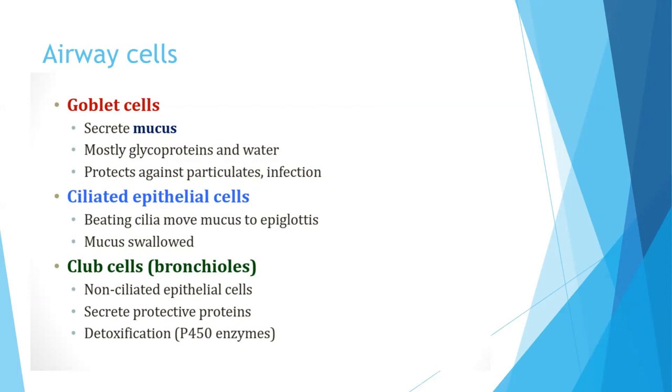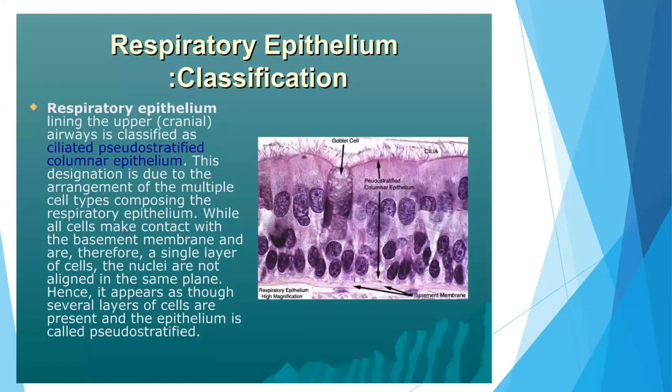The club cells, which are present in the bronchioles, are the non-ciliated epithelial cells, and they secrete protective proteins, and they help in the detoxification of smoke or other substances by P450 enzymes. Now, the histology of the respiratory tract is also very important and very commonly asked in the examination.